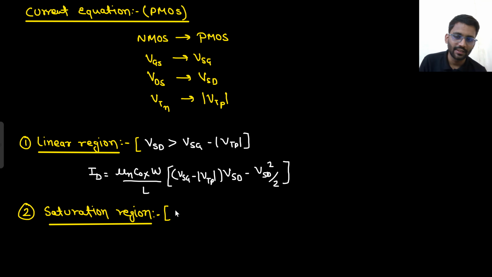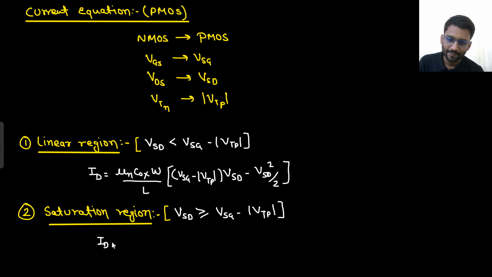What will be my saturation region? That will be VSD is, oh sorry, this should be lesser. Sorry for that, big error from my side. People would have got confused and wasted their time there. VSD is lesser than VSG minus VTP in linear. Here VSD is greater than VSG minus VTP.